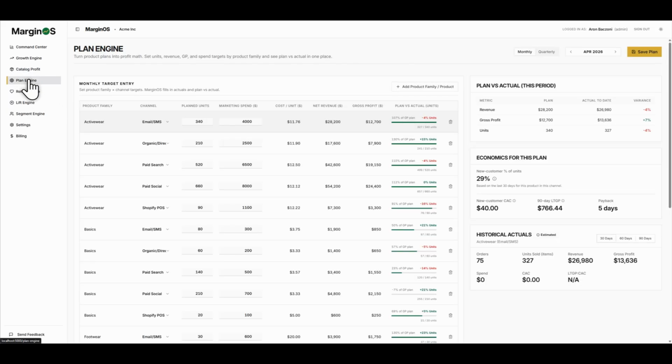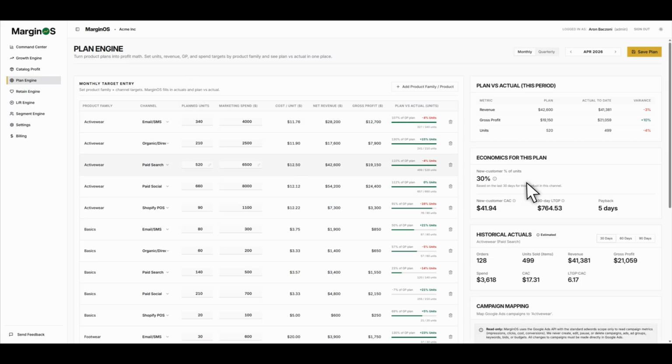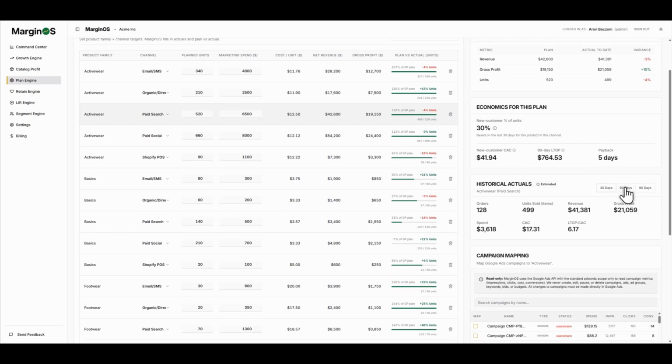This is where CMOs and CFOs answer, are we on plan in profit terms? You define a simple product-level plan: units, marketing spend, new customers by product family or SKU by month or quarter. MarginOS pulls in actuals and shows plan versus actual in the same place. Line by line, you see where you're ahead, where you're behind, and what that means in dollars. You also see recent 30, 60, and 90-day history, so you're planning off reality, not wishful thinking.